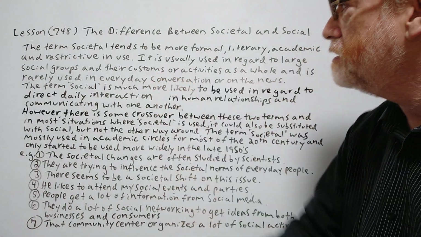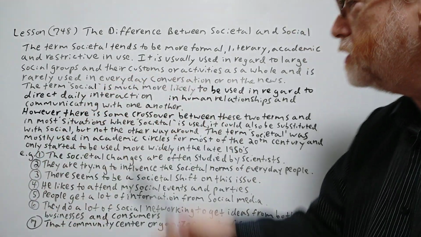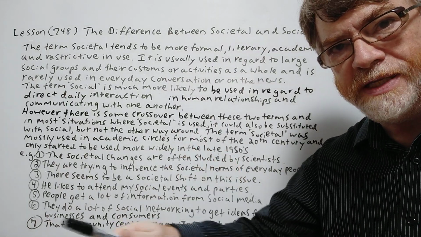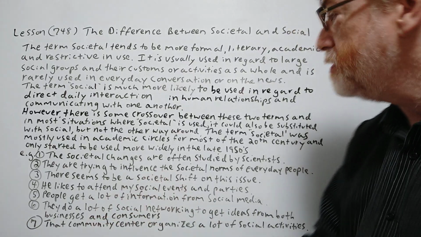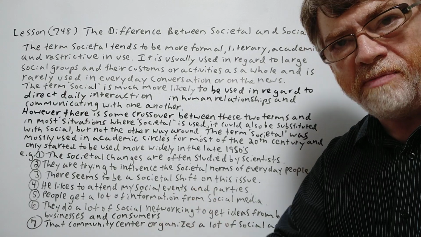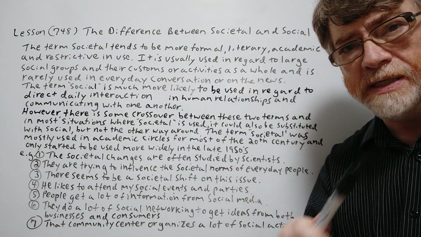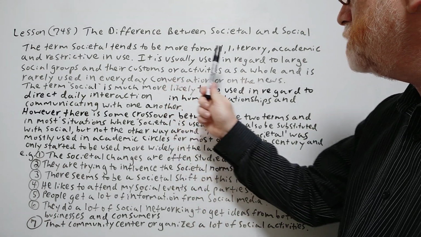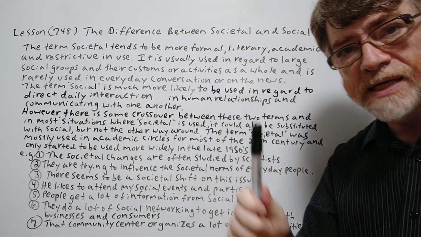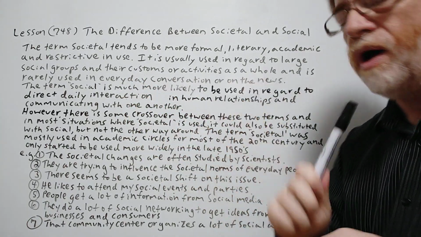All right, the term societal tends to be more formal. So it's a more higher level, more educated word. It tends to be more literary. You're much more likely to see it written in academic papers. So it's more academic too. It tends to be used more among social scientists themselves, okay? And restrictive in use. Restrictive means limited. It is usually used in regard to large social groups and their customs or activities as a whole, and is rarely used in everyday conversation or on the news.